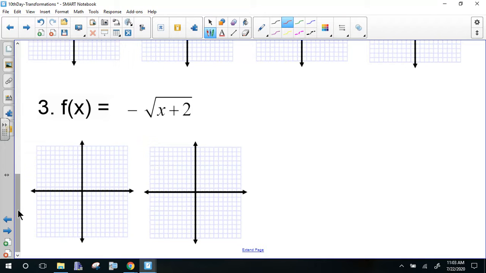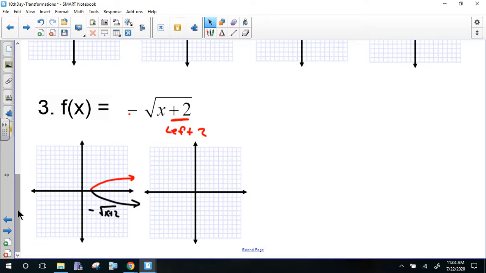I've still got my square root of x as my parent function. The plus 2 inside is going to move it left 2, and then I'm going to flip it over the x-axis. So if I move it to the left 2, and I flip it over the x-axis, it'll look something like this. Okay. So negative out front flips it over the x, negative inside on the x, inside the parentheses, flips it over the y.